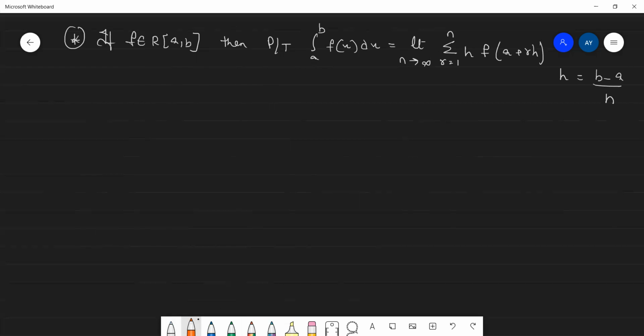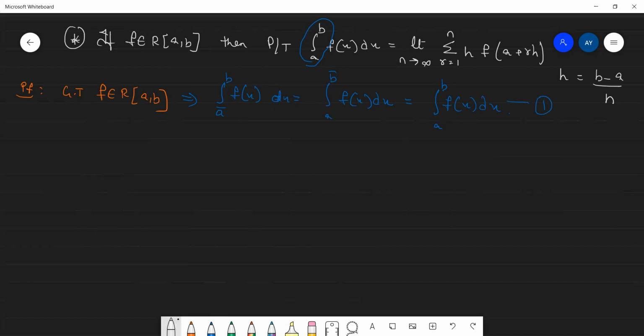So how will we prove this? First, write the given information. What is it that they gave? They gave that f belongs to R over a comma b. If f belongs to R over a comma b, and we are talking about the integral, then we can write the upper integral a to b of f of x dx is equal to the lower integral a to b of f of x dx, that is equal to the integral a to b of f of x dx, right? Till here, we have the required information.